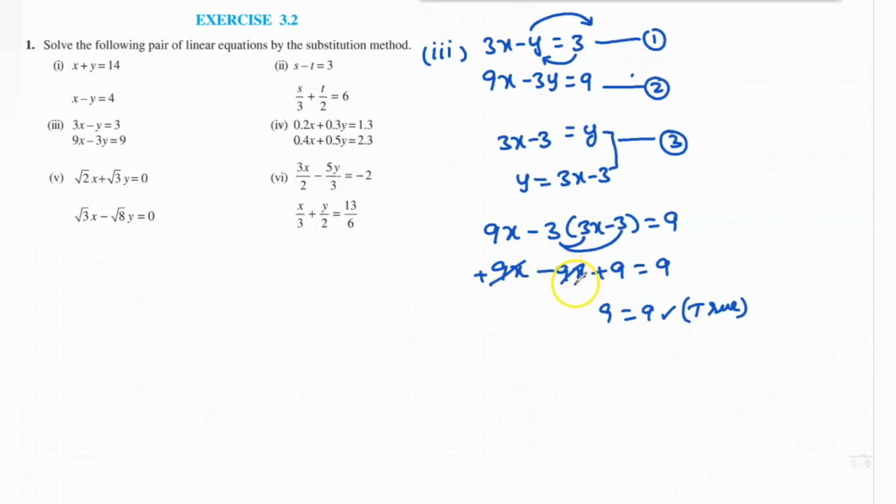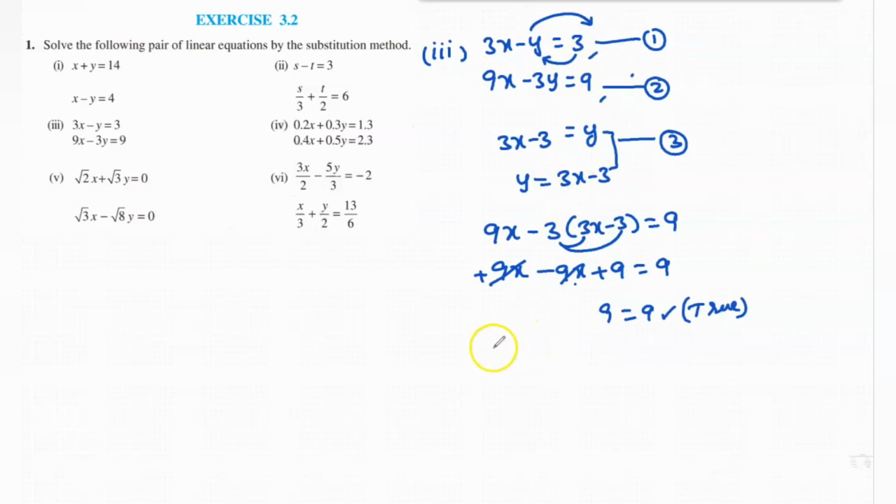For every x value, it is true. This statement is true. That means we don't have a specific value for x. So if we don't have a specific value for x, it means there is no specific value for y also. So what do you mean by this? The situation arises because both equations are the same. Here the two equations are the same equations.